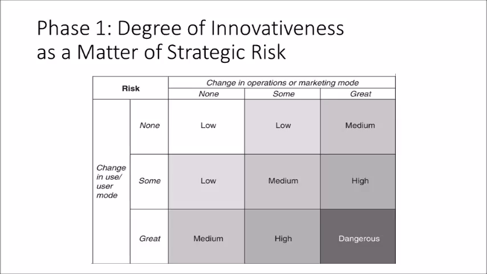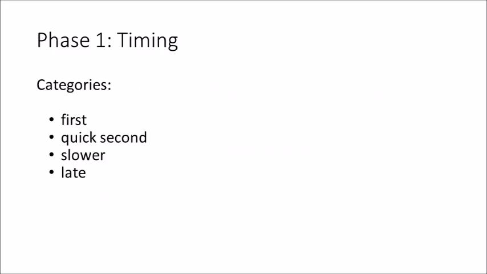We are also able to describe the degree of innovativeness as a matter of strategic risk with the following metrics. This figure is obtained from the given ebook. On the left you can see the change in use and at the top the change in operation or marketing mode. In order to reduce risk, firms put different restrictions like all new items must be manufacturable on the current product line, or no new product can require more than $3,000 capital investment on their new product development.